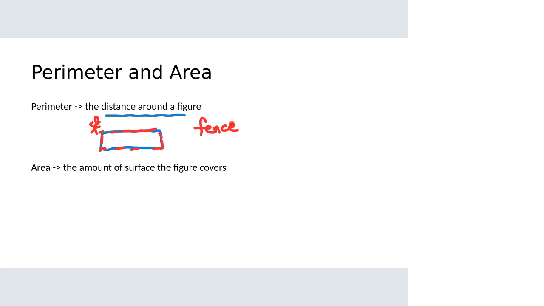And if we measured the fence, we would see something that might be in inches or feet or yards or centimeters or meters, probably not inches, but those would be the types of units we would be looking at. Inches, feet, yards, centimeters, meters for a fence and for perimeter. Area is a little bit different than that. Instead of the distance around a figure, it's the amount of surface that the figure covers.